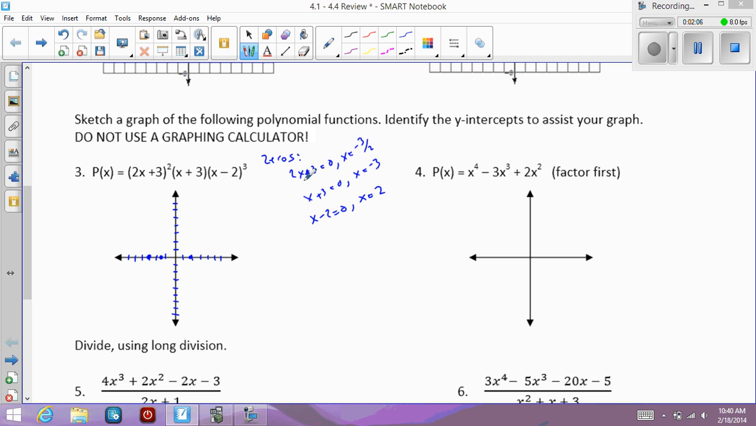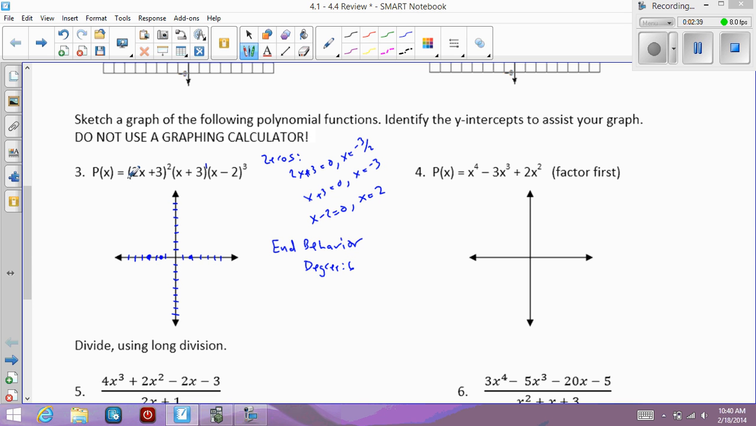All right, so the next thing we need to do is figure out the end behavior. The end behavior is determined by the degree of the polynomial. And when you have a polynomial that is in factored form, you have to add up all the exponents. We have a 2, we have an exponent of 1 on the middle term, and 3. So 2 plus 1 plus 3 is 6. So the degree is 6.